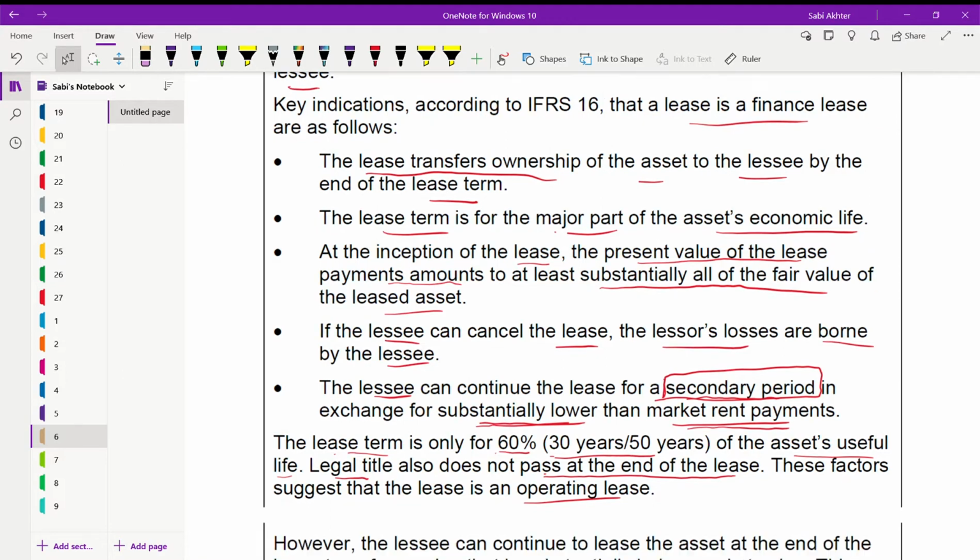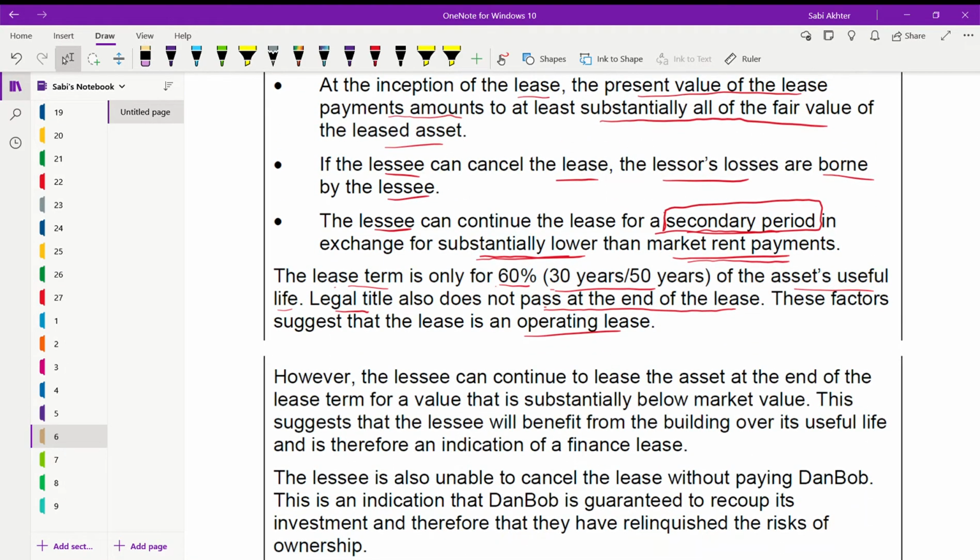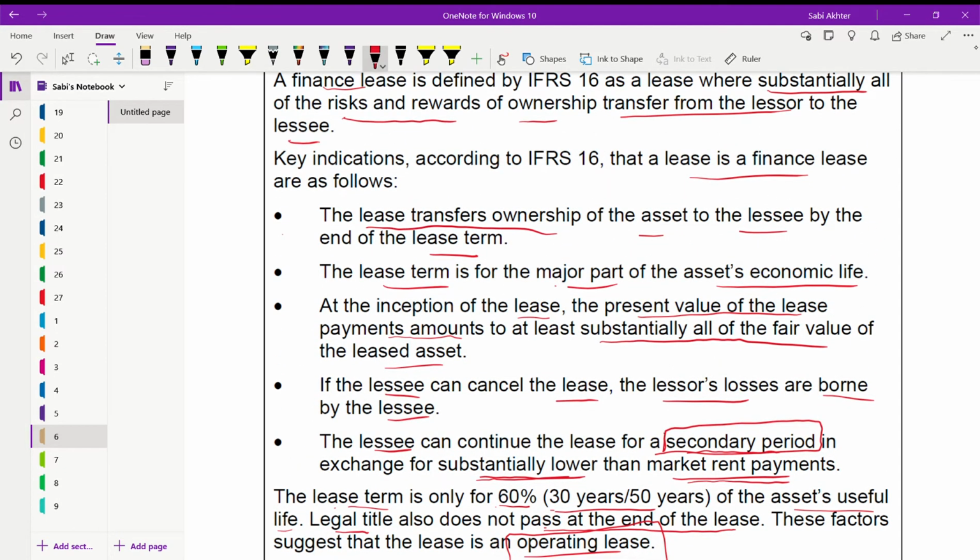But when you come to here, you see the lease term is only for 60% of the asset's useful life. Legal title does not pass at the end of the lease. This factor suggests that this is an operating lease. Okay, guys, so this they are not linking to the case study. They are giving it as it is. They are using IFRS 16, whatever the finance lease criteria. That means it should be one of these to be a finance lease.